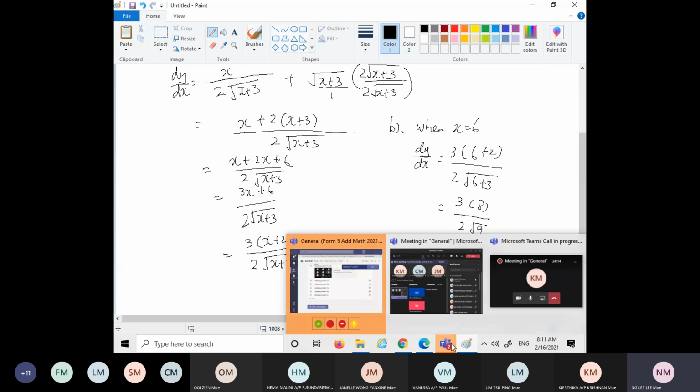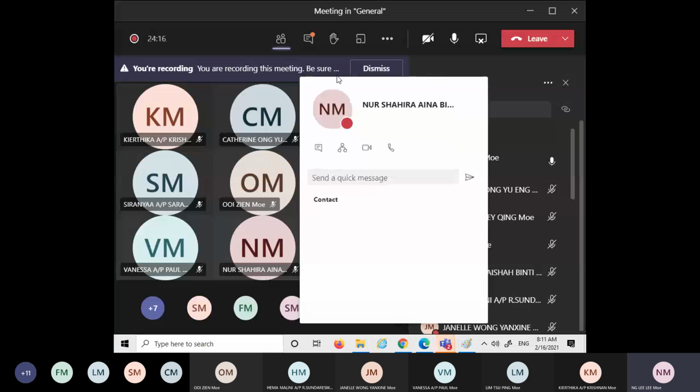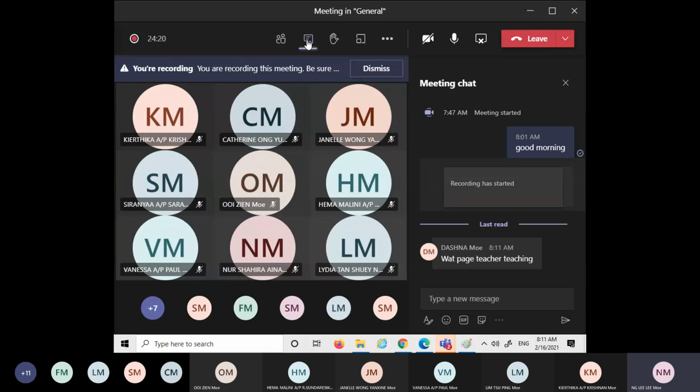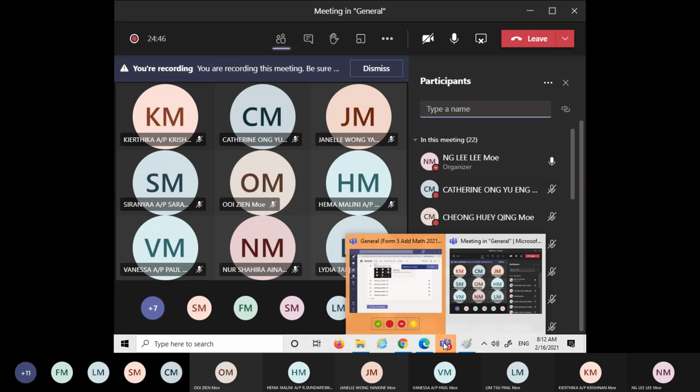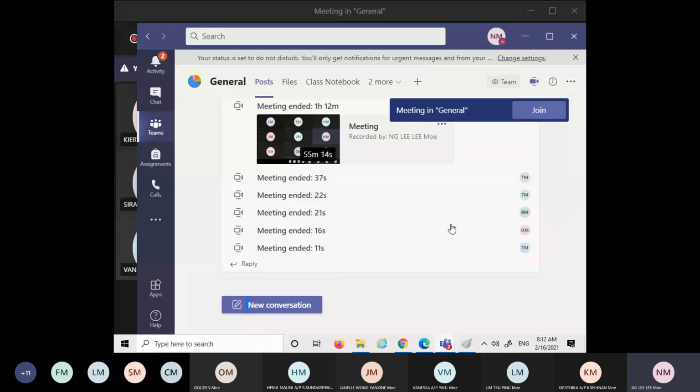Someone write something, is it? What page? Dashna, page 46, Dashna. Dashna, okay or not? Okay, now I have 21. Okay, very good. Why is it still blinking? I don't know why.